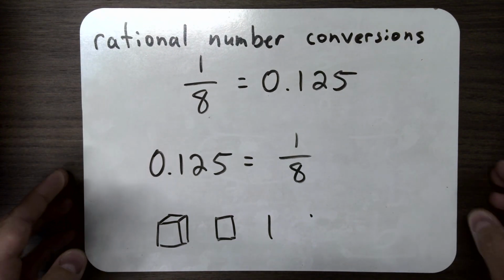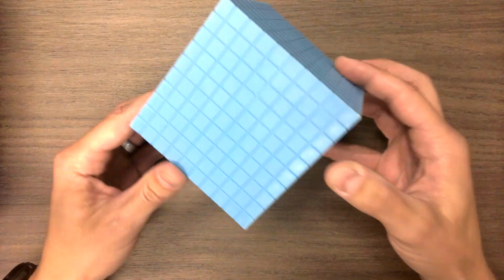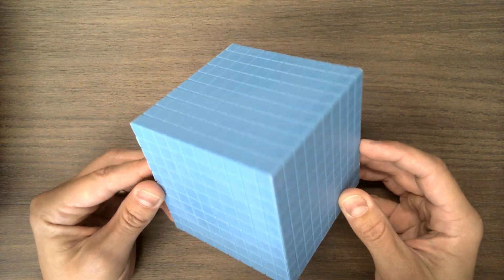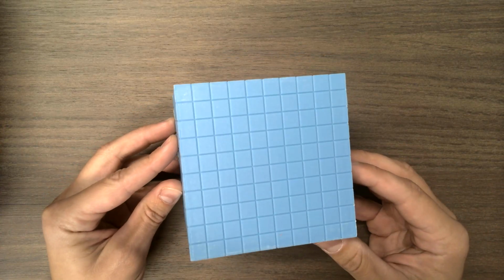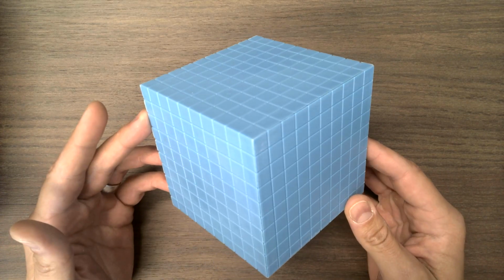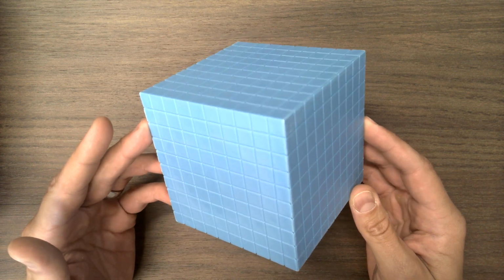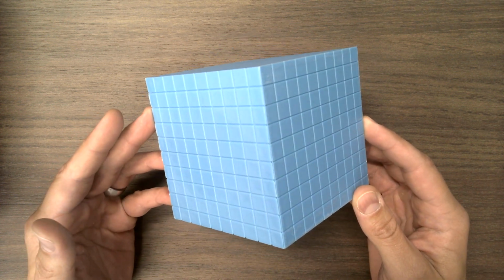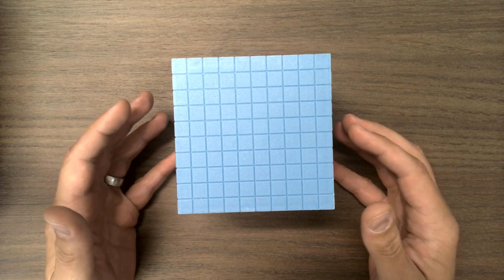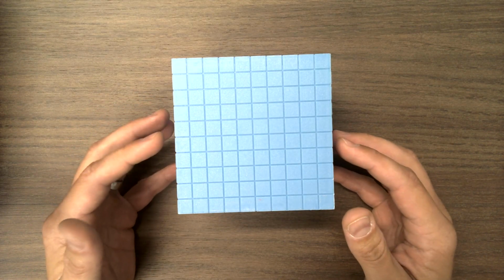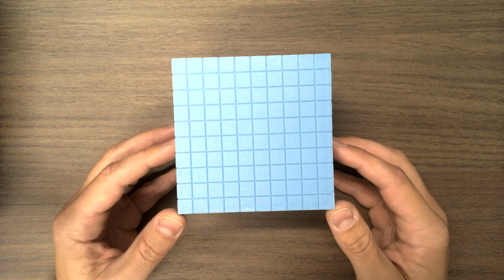Okay, so for this representation, since we're going down to the thousandths, we're going to use this larger cube as our representation of 1. So this is one whole. We're choosing this because it has 1,000 tiny cubes, and our decimal point will go down to the thousandths place. So our first step is to divide this into 8 equally sized parts.